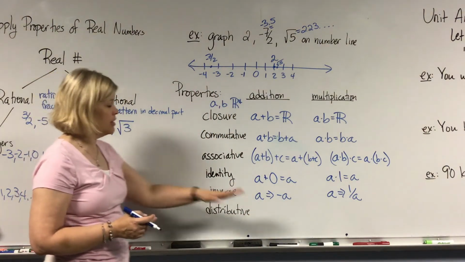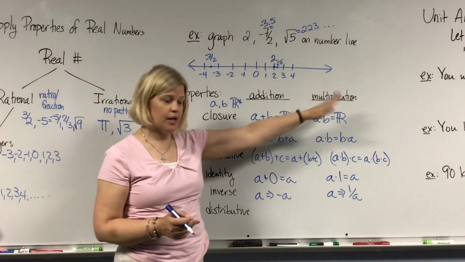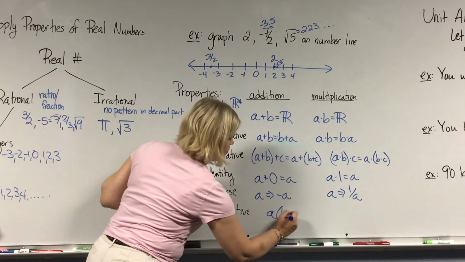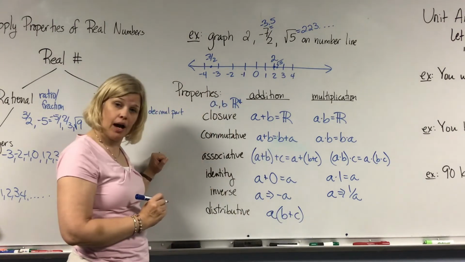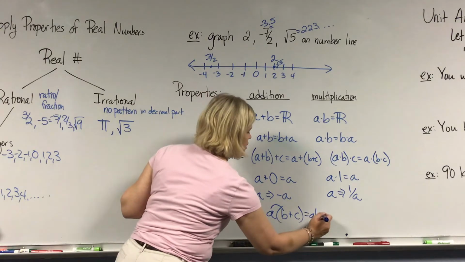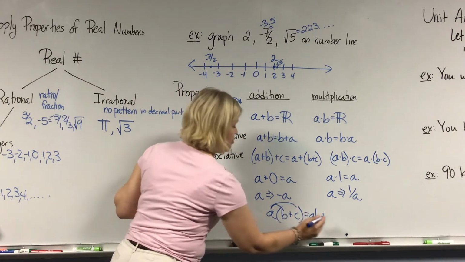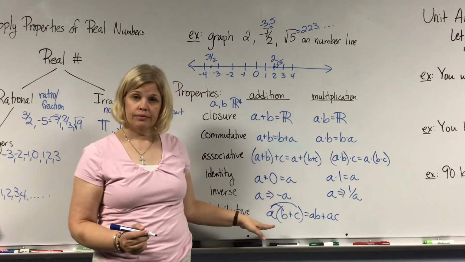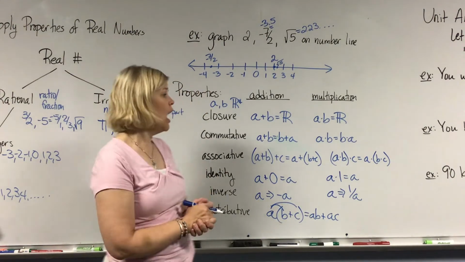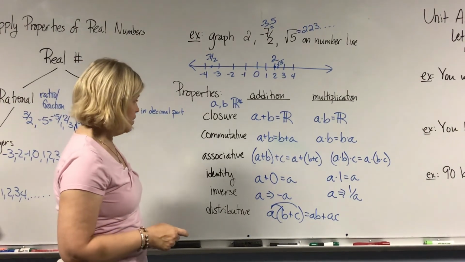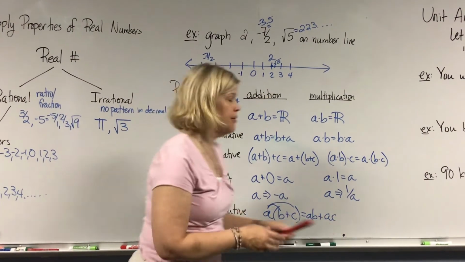The last property isn't really addition or multiplication. It's called distributive. A lot of you know this one. If you see a number out in front of a set of parentheses, it means you're going to multiply each part that's in the parentheses by what's out front, okay? We're going to try some examples of this.